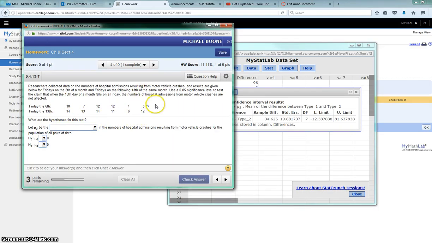All right, so now we have more dependent data, and we're going to do a hypothesis test. So Fridays on the 6th of the month, and Fridays on the following 13th of the same month. So again, we're dealing with the same month. We're dealing with Fridays. So this Friday is within the same month of a hospital. This is a different hospital. This is a different hospital, right?